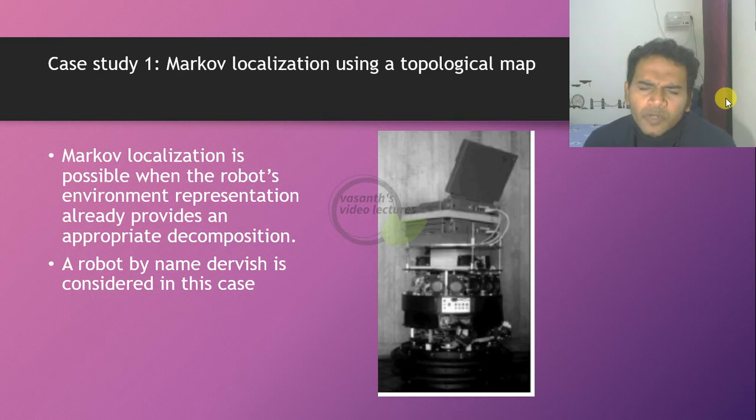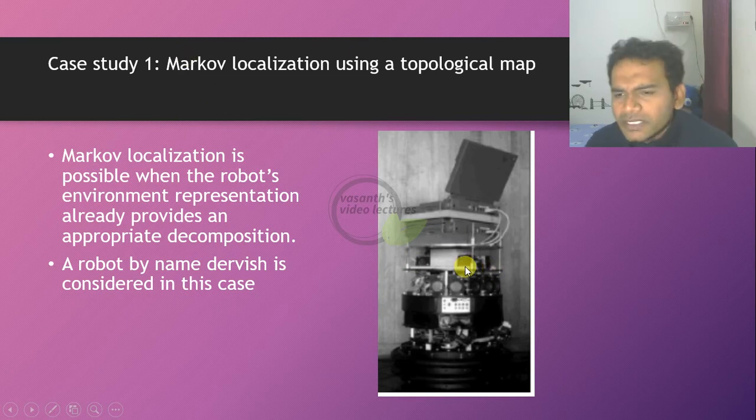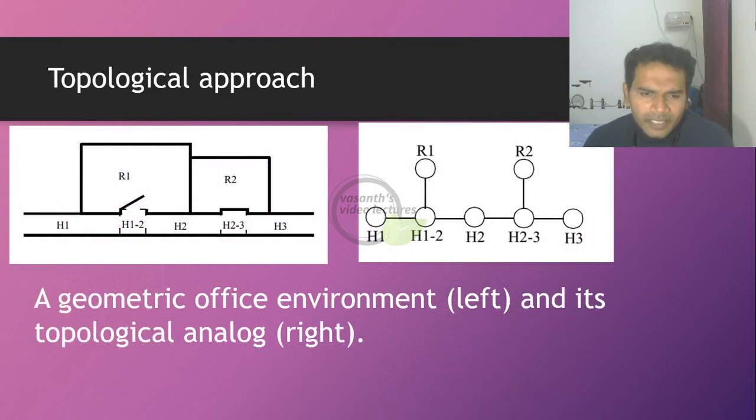There is one case study about Markov localization using a topological map. Topology, as I discussed, branches into different possible ways for entry and exit in a particular closed room environment. In Markov localization, there is a typical robot named Dervish. The Dervish robot has a computing system on top, some wheelbase and encoder data, and sensors which find out the distance. This Markov localization and topological map approach has been tested on it. So let us check what they tested exactly.